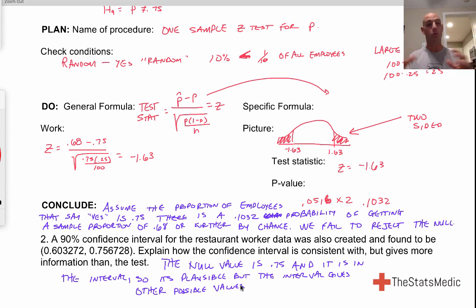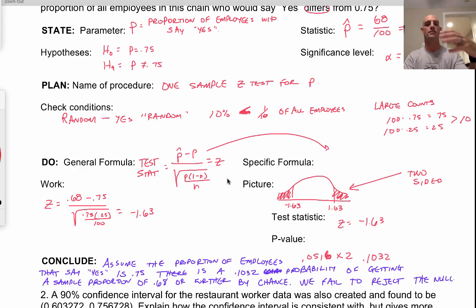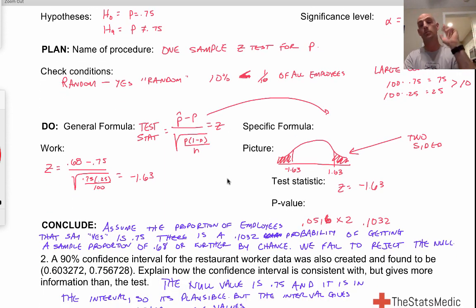All right, that's how it works, guys. So know that four-step formula. Make sure you check your conditions. So name your procedures. Outline your parameters, statistic, hypothesis, significance level. Then plan that procedure, name it, tell them what you're going to do. Absolutely say, when I test my conditions, does it meet that random? Does it meet that 10%? Does it meet that large count? Outline your general formula, use a picture to help you and say, this is what I'm doing, this is what it looks like, and then apply those numbers into that formula.